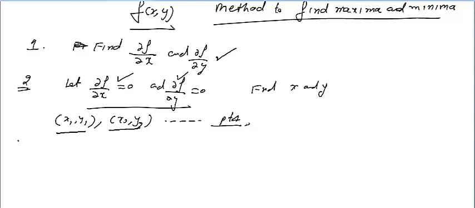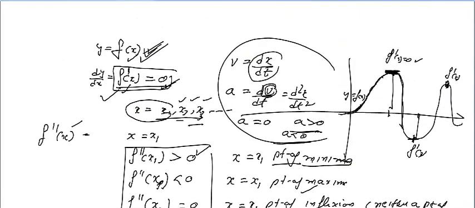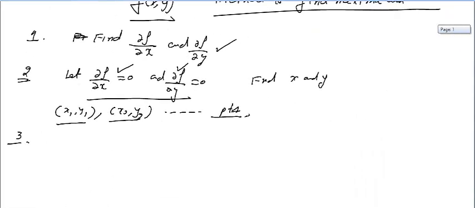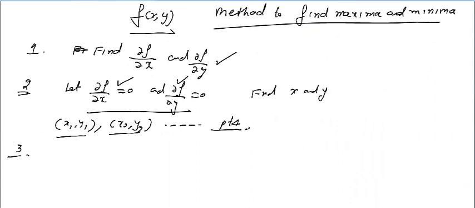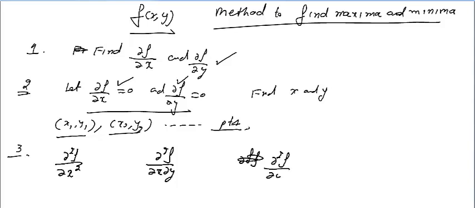So step number 3, students, you will find the double derivative. Here you do not have a single double derivative, so you will get three derivatives. You will find the double derivative of f with respect to x two times, the double derivative of f with respect to x and y, and the double derivative of f with respect to y two times. So you will get these three derivatives.